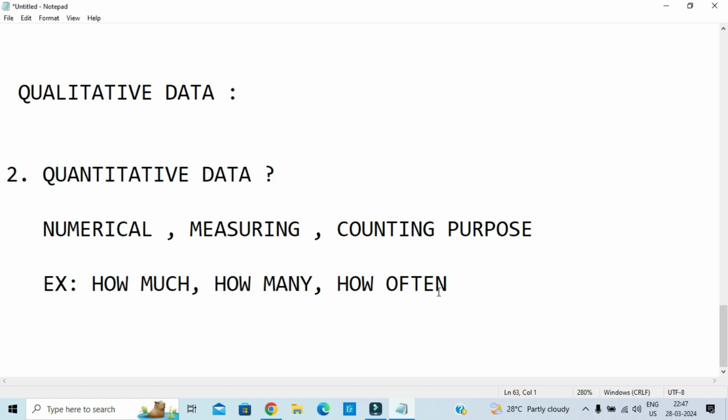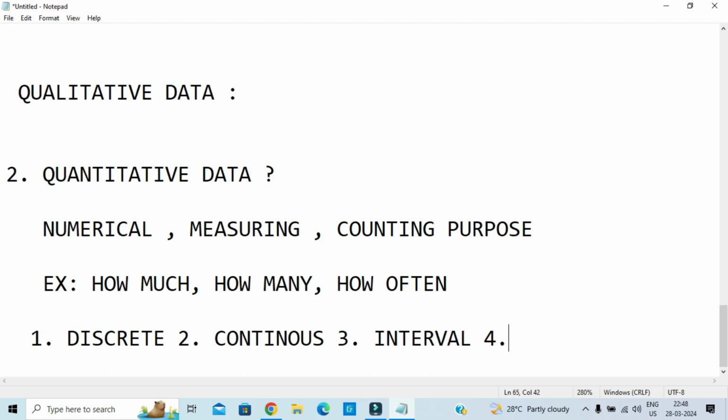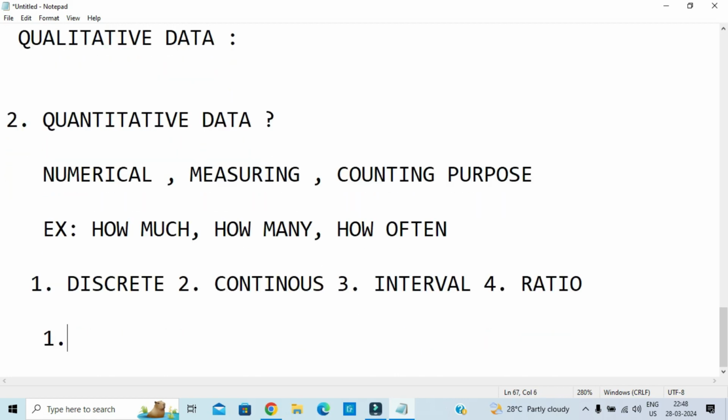This quantitative data is further divided into four types. One is discrete, the second is continuous, the third is interval, and the fourth is ratio. Again, quantitative data is further divided into four types: discrete, continuous, interval, and ratio. Now let's come to know what these types of data are.